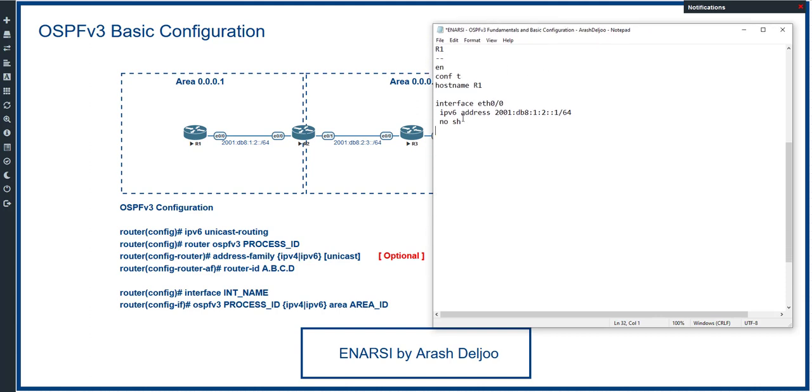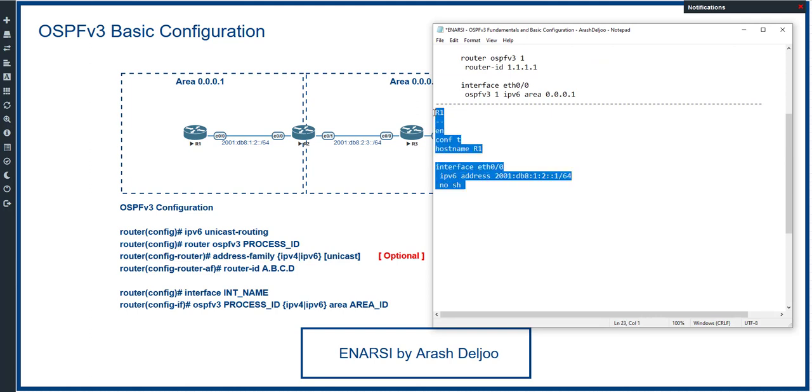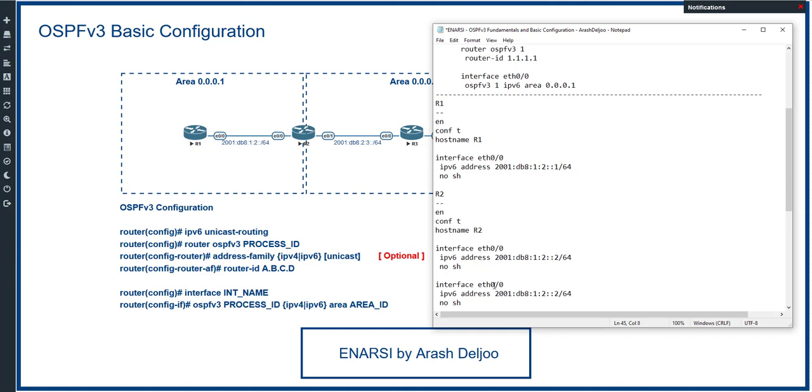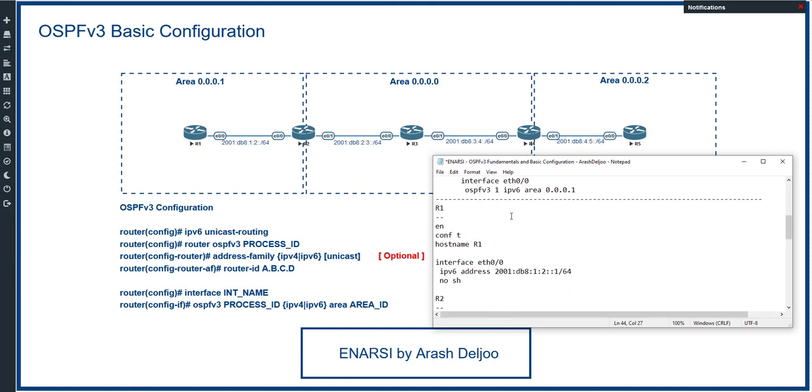In router 2, let me copy this R1 configuration, then edit it for R2. Okay, hostname is R2. Interface ETH0/0's IPv6 address is 2001:db8:12::2/64, and then no shutdown. After that, let me configure interface ETH0/1, IPv6 address 2001:db8:23::2/64. And after that, let me configure router 3.